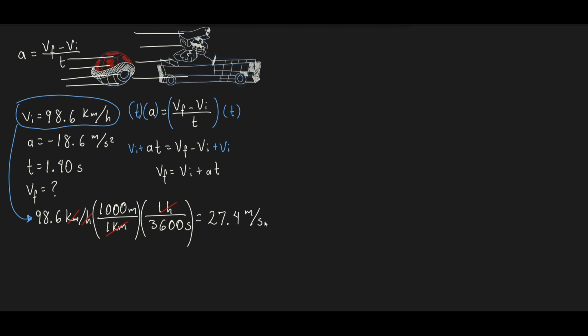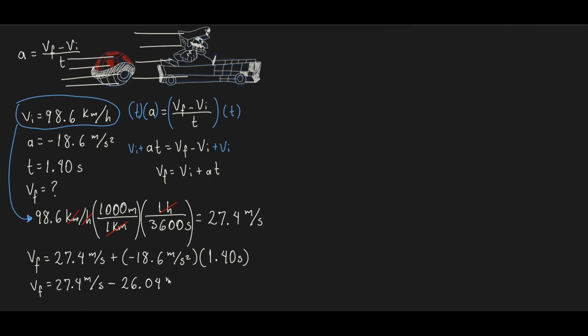Now we substitute to get final speed equals 27.4 meters per second plus negative 18.6 meters per second squared times 1.4 seconds. Don't forget that minus sign. We solve final speed equals 27.4 meters per second minus 26.0 meters per second to finally get final speed equals 1.36 meters per second.